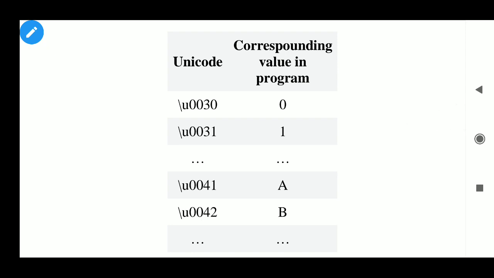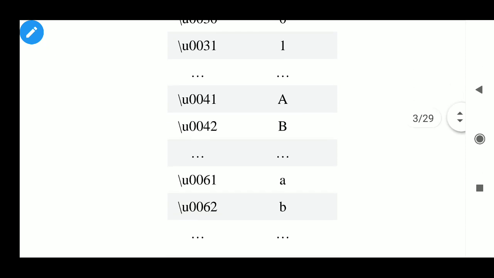So backslash u0030 is the starting one, that is 0, 0031 is 1, 0032 is 2, 0033 is 3, and so on. Now backslash u0041 is A, 0042 is B, and so on. And small a starts from 0061 and so on. Understood?